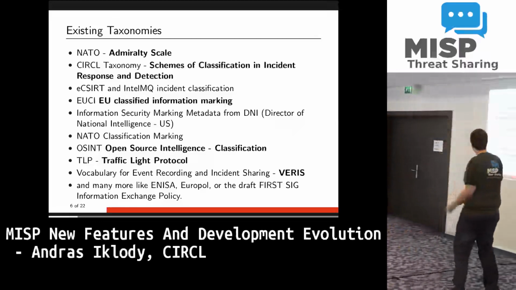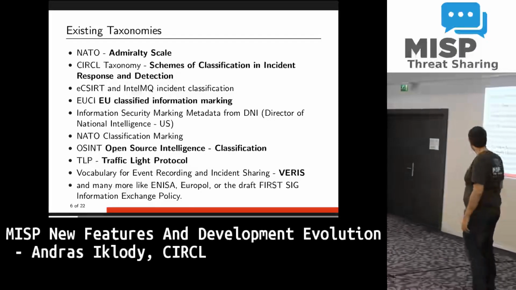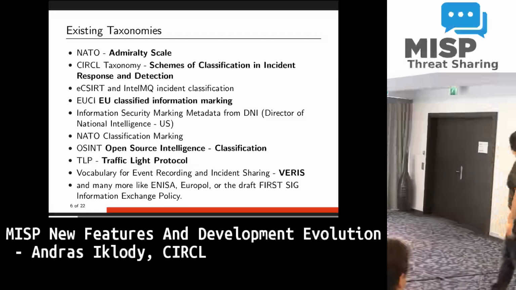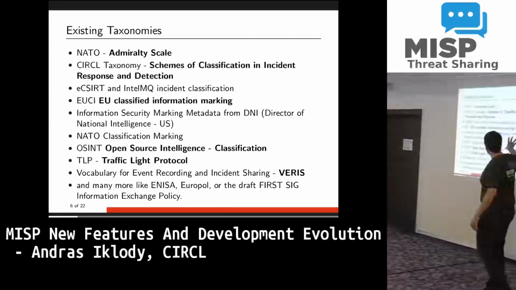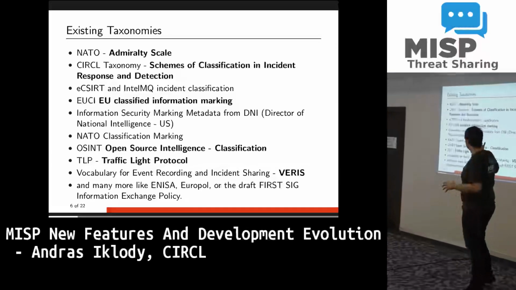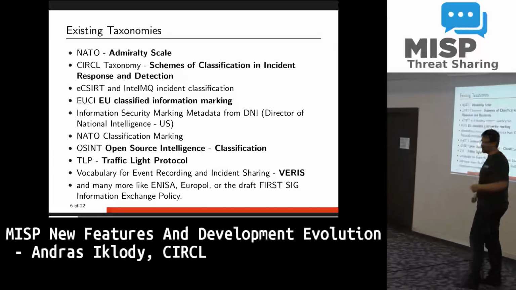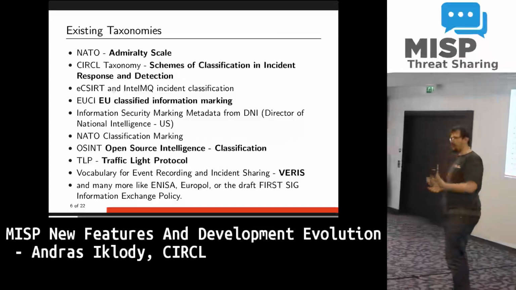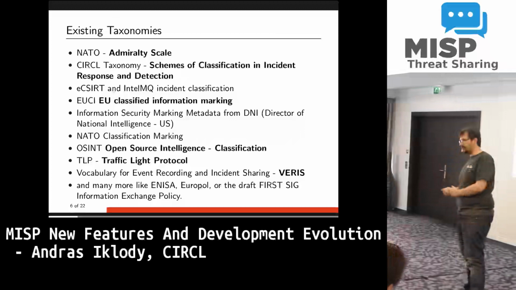So here's just a list of some of the taxonomies that we have. I don't think this is nearly comprehensive. We have something like 40 taxonomies at the moment. As you can see, they deal with very different issues. So it can have, for example, the admiralty scale one, the top one on the list. It deals with reliability of the data.